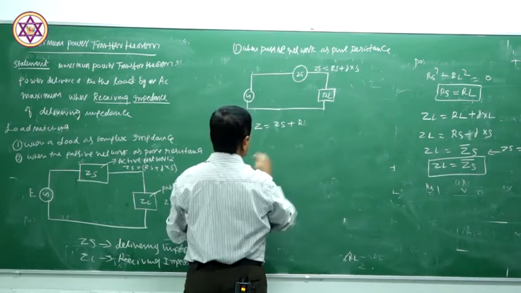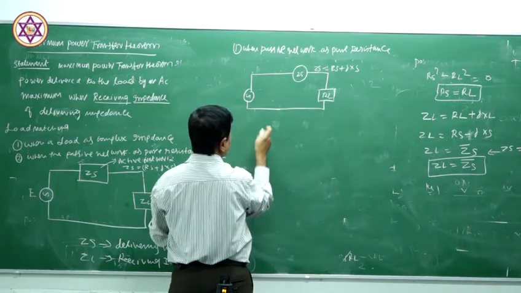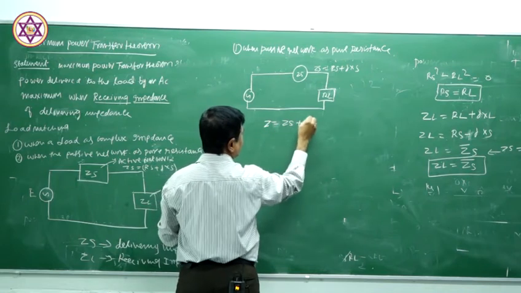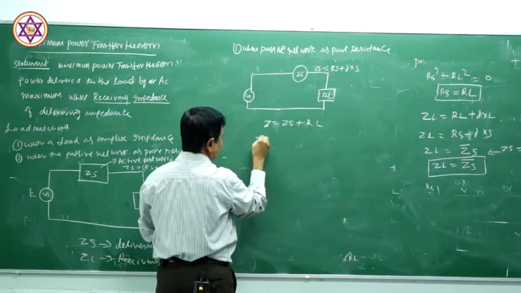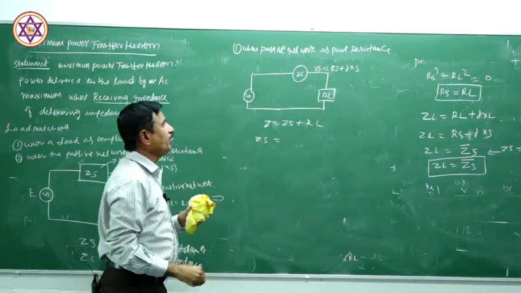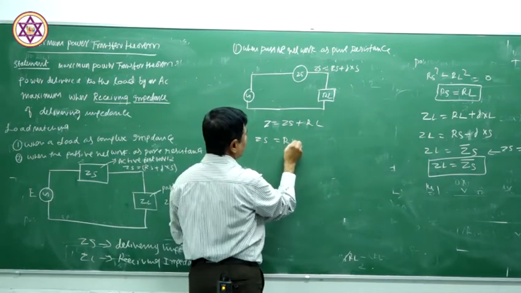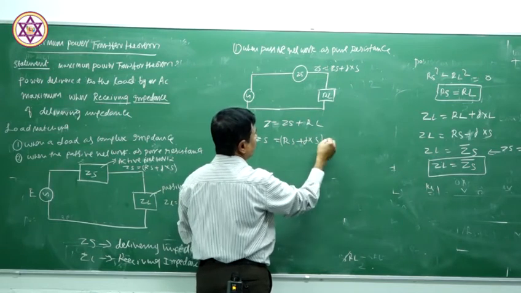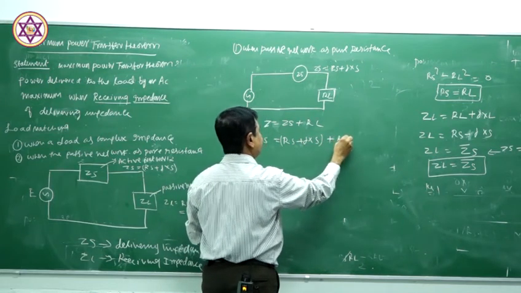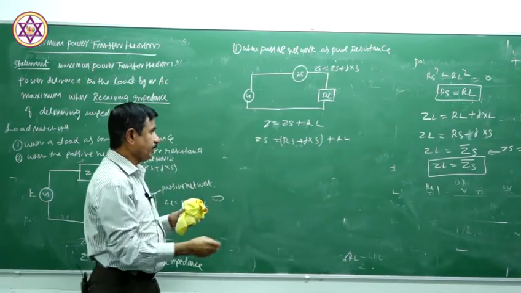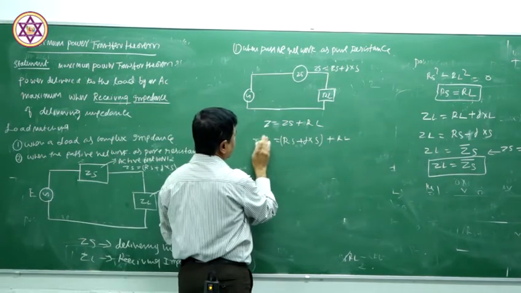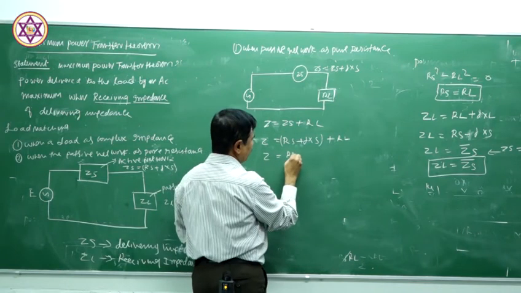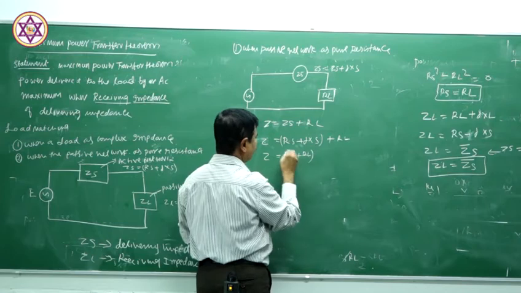So here, what is ZS? Z is equal to ZS plus RL. So what is ZS? ZS is equal to RS plus jXS, plus RL. So this can be written as Z is equal to what? RS plus RL plus jXS.